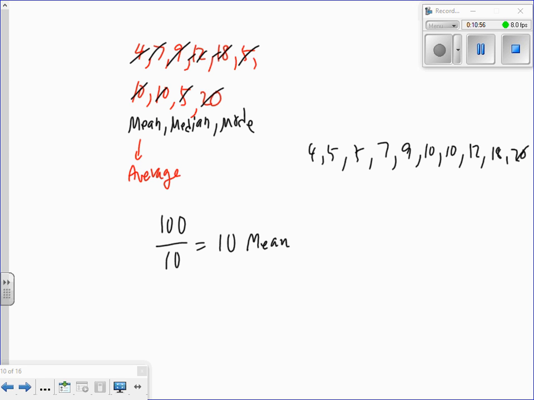The middle number is 9 and 10, which we take the average of. So 9 plus 10 over 2 is 19 over 2, which is 9.5. So the median, or the middle number, is 9.5.